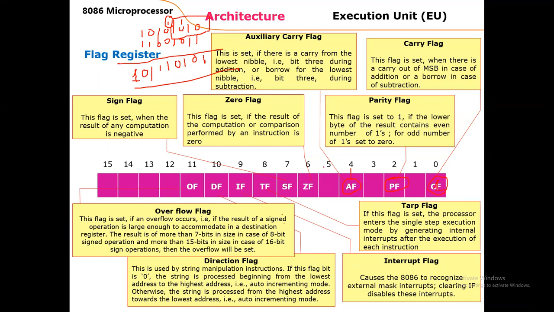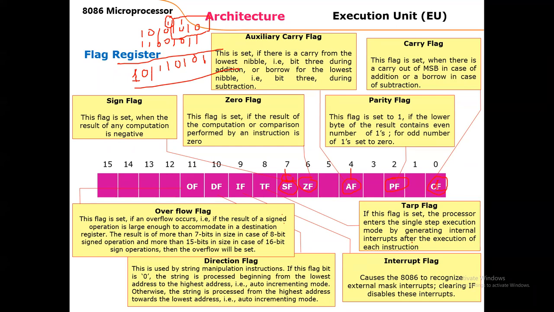Okay, and this is the zero flag. Zero flag means your whole result is 0. Sign flag: if your result is negative, then sign flag is high. If result is positive, sign flag is 0. Clear? Yes, sir. This is the trap flag. This is the processing part, single step execution mode.